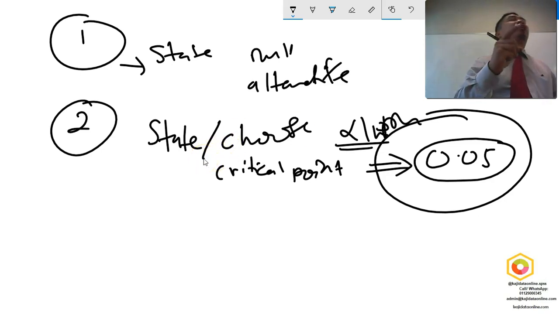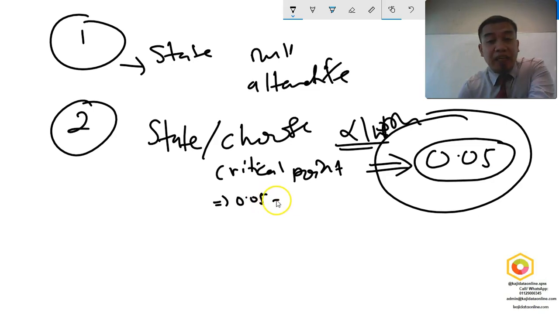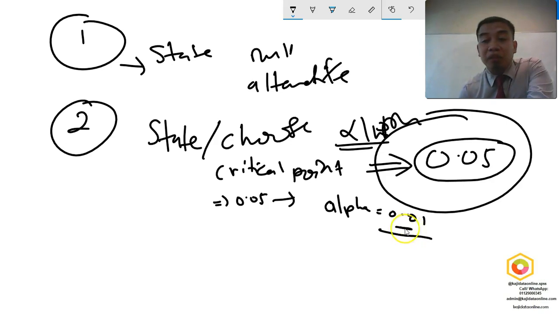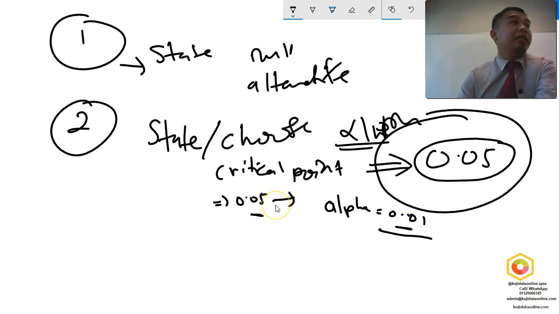State your alpha. So your alpha is usually 0.05, but you can increase the precision, the accuracy of your research by decreasing the value. For example, my alpha is equal to 0.01. What does that mean? This is more precise than this one.